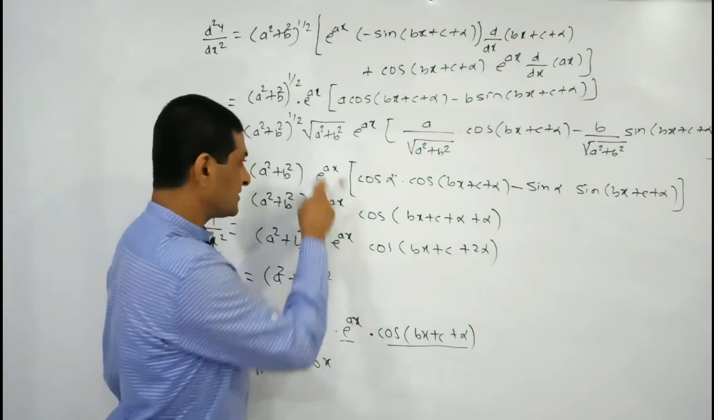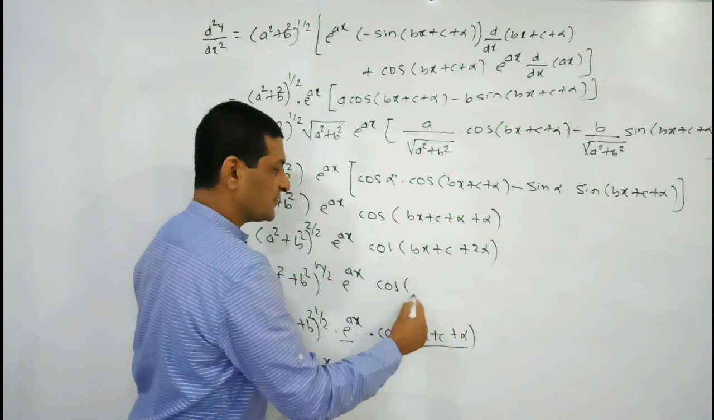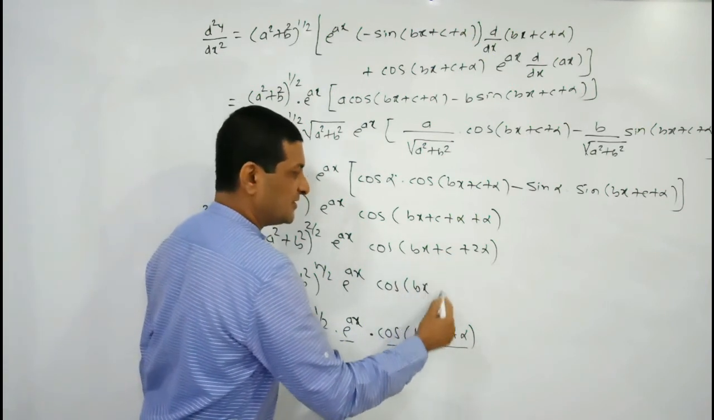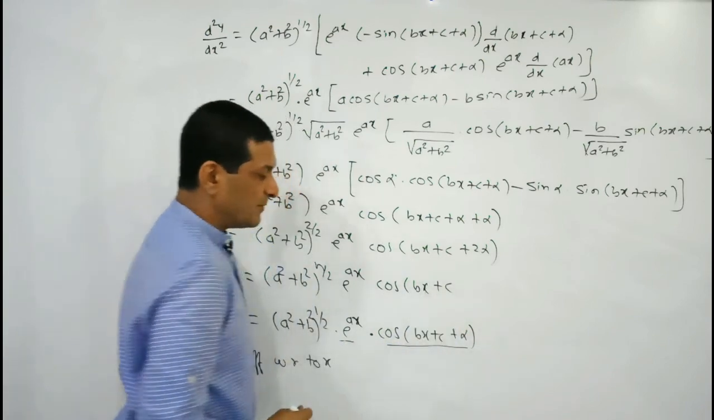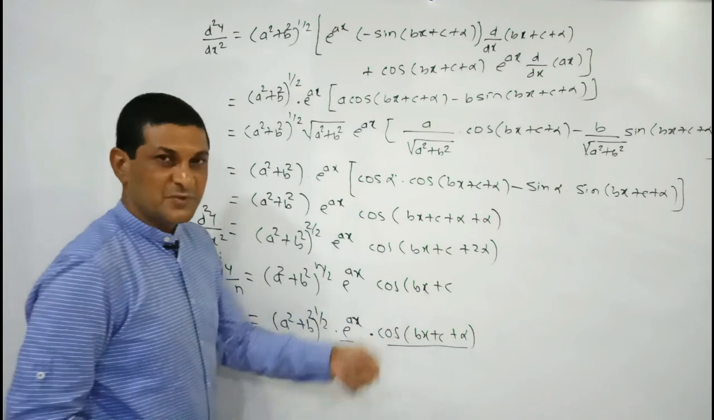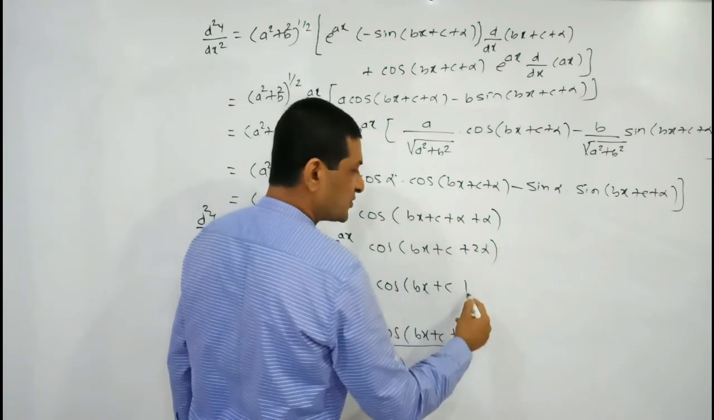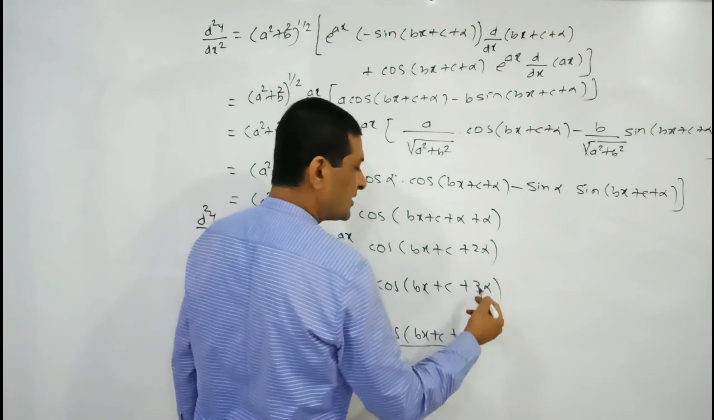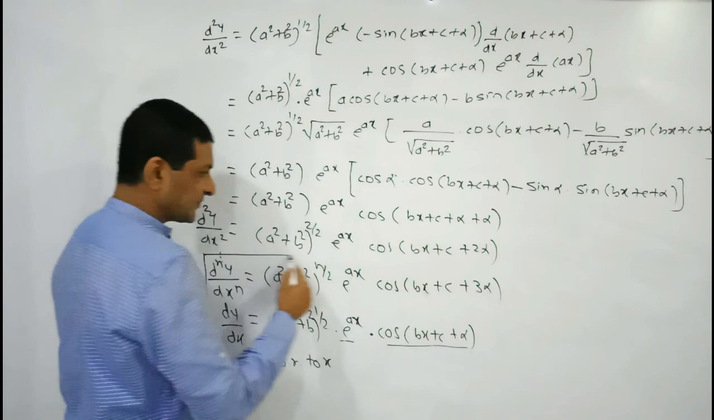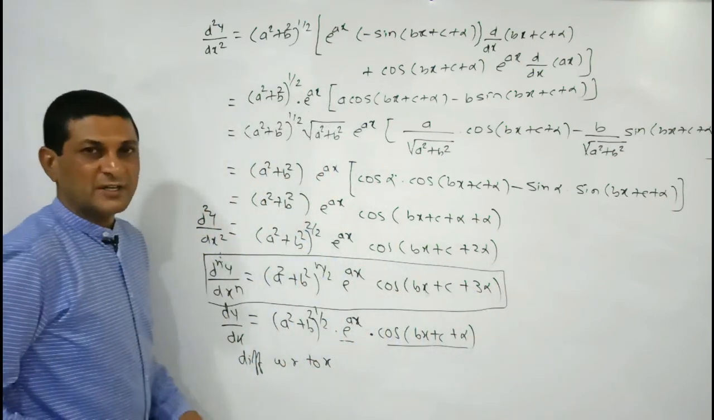Keep this term common in every case, e raised to power x into cos of bx plus c; also common here is bx plus c, and here also we are getting bx plus c. But what is the coefficient of alpha? In case of first order derivative, coefficient of alpha is 1. In case of second order derivative, coefficient of alpha is 2. Means in case of nth order derivative, coefficient of alpha is n. In this way we have got the value of nth order derivative.